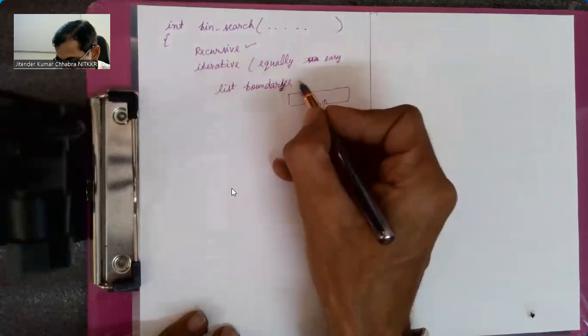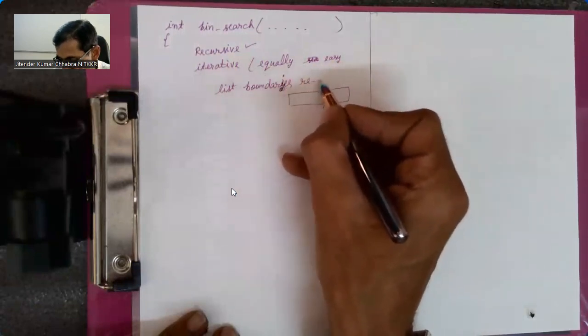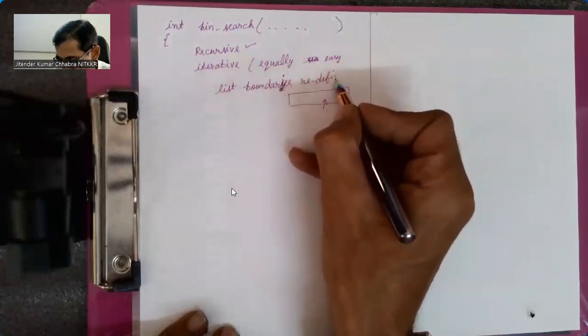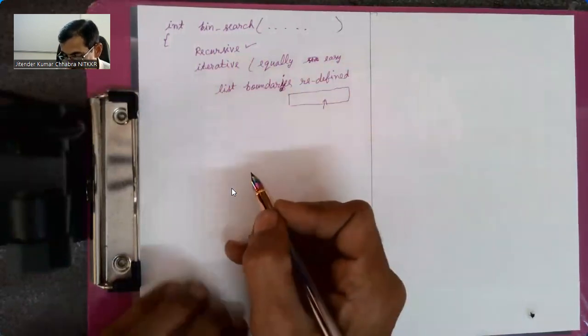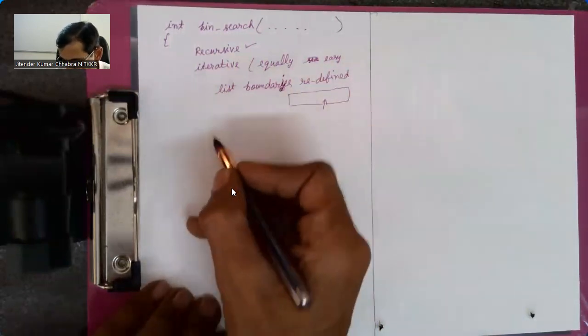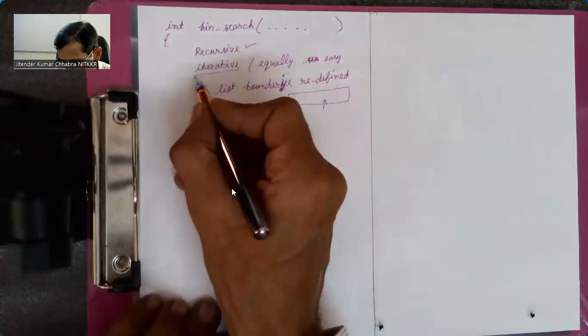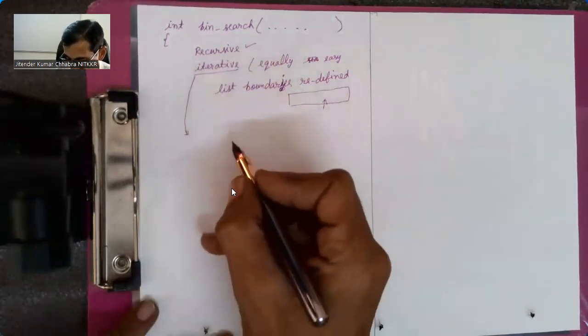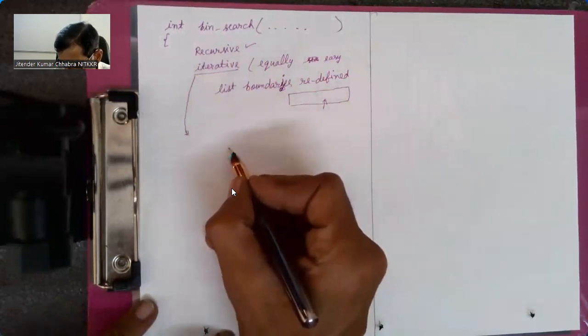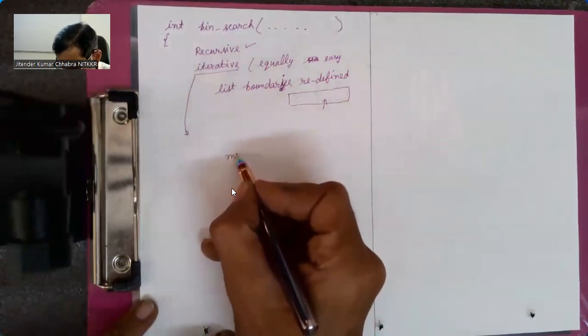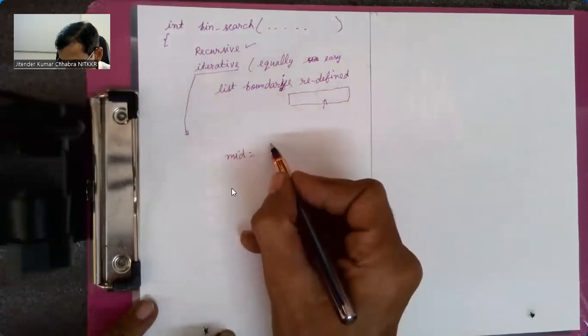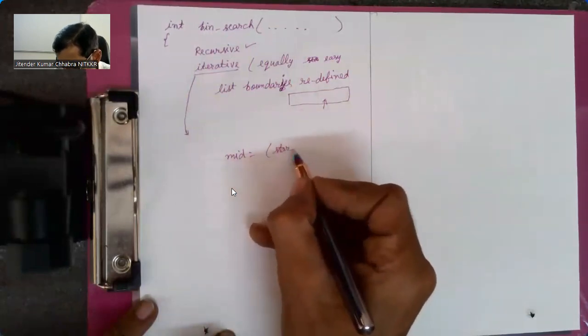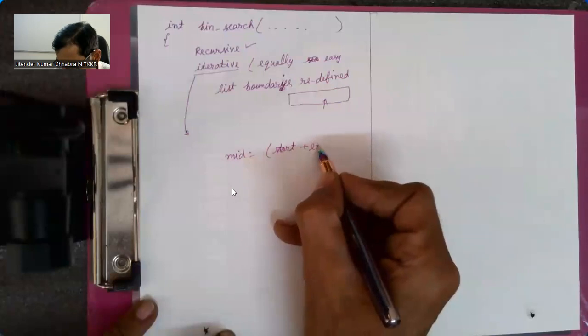For the left sublist, the boundaries will be changed accordingly if needed for the right sublist. Let's see, whatever logic is clear to me, we will start making and then we will complete the logic. So let's start making the iterative logic first. I have definitely said that I need mid equal to start plus end by 2, so I need start as well as end.